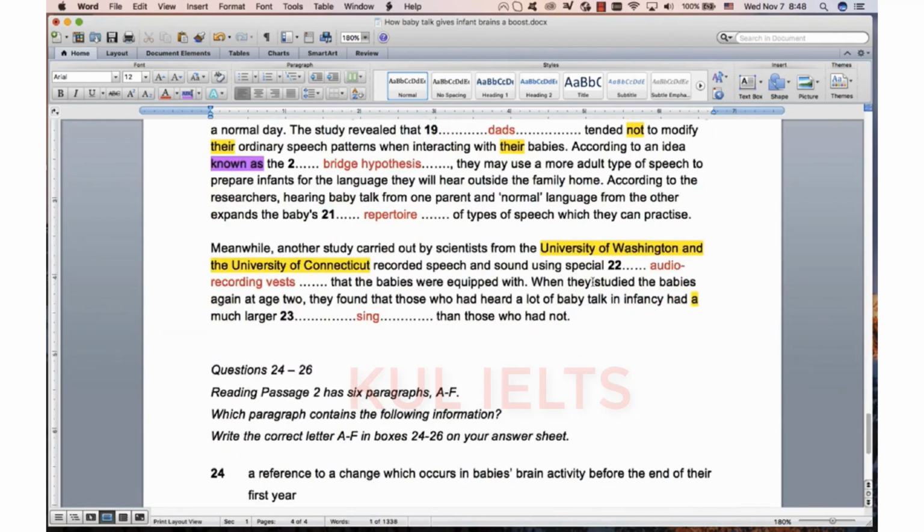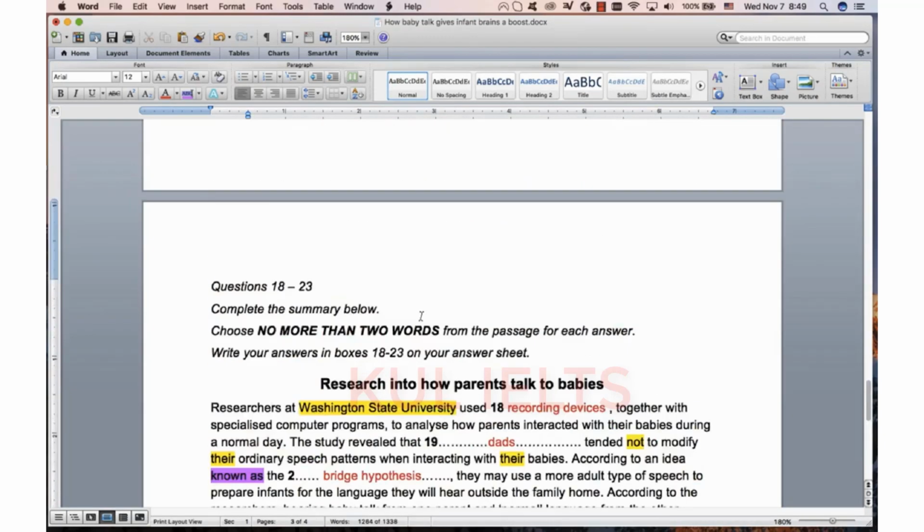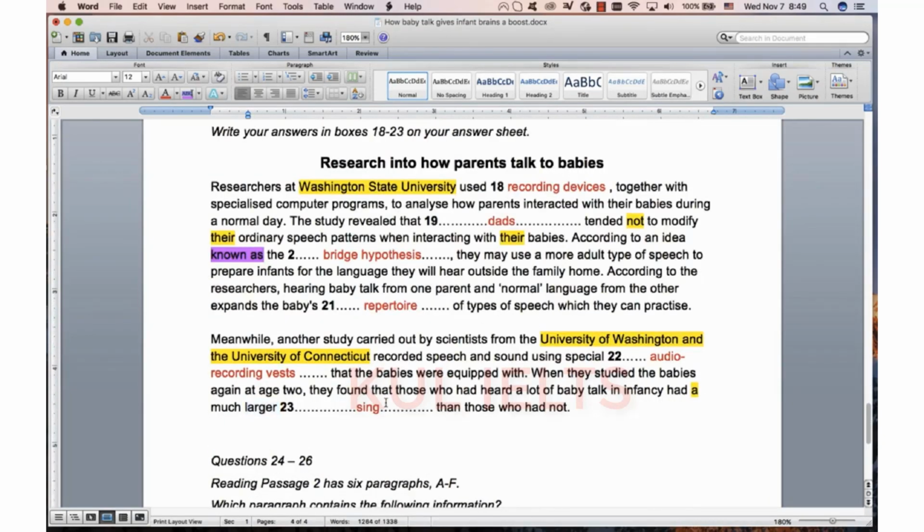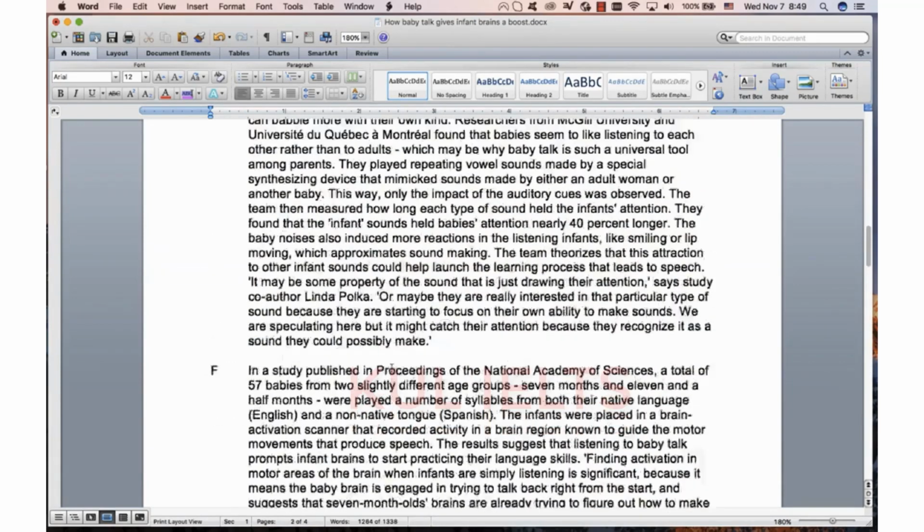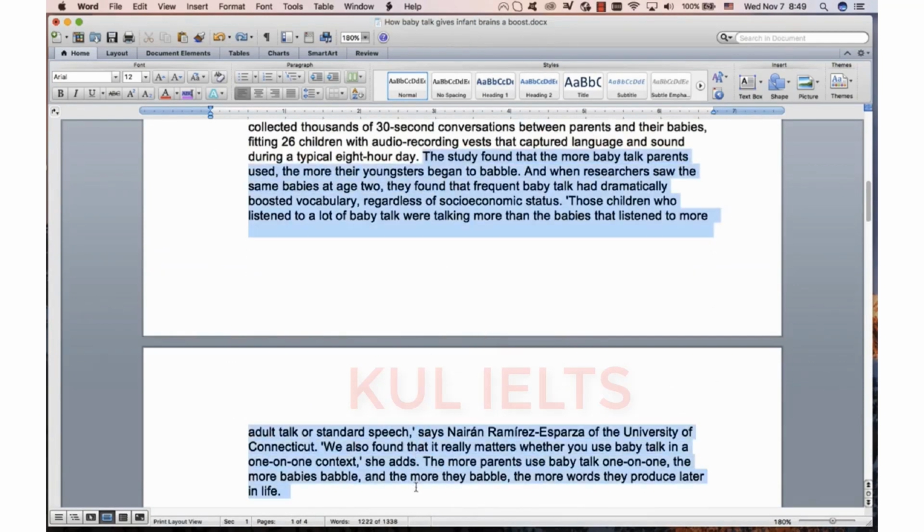And finally, we're looking for a singular. Those who had heard baby talk, those who's talking about babies, had much larger something than those who had not. And now we run into a slight problem. I'll explain to you why, because I'm telling you you should be looking for a singular. We also want much larger. That's also always a nice thing to look for. So it's actually somewhere over here. It could be anywhere. We also found that. I think the best way to go about it is to look for much larger.